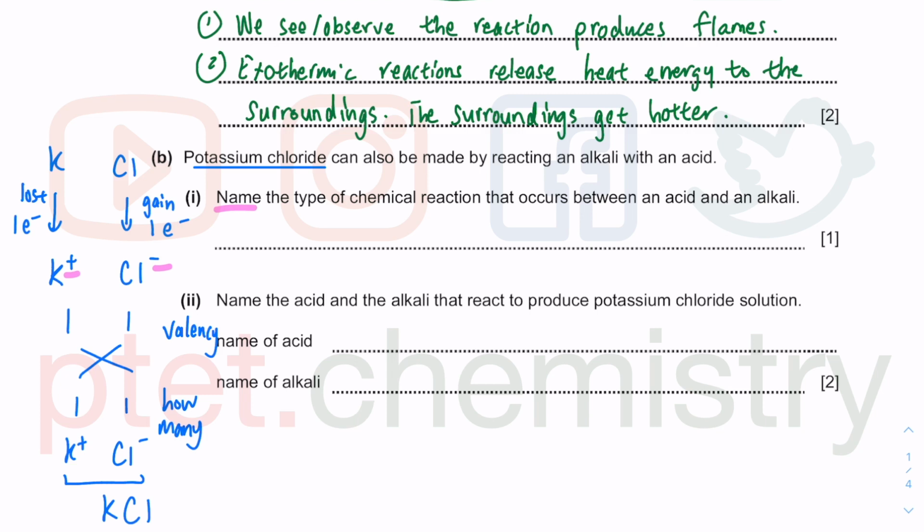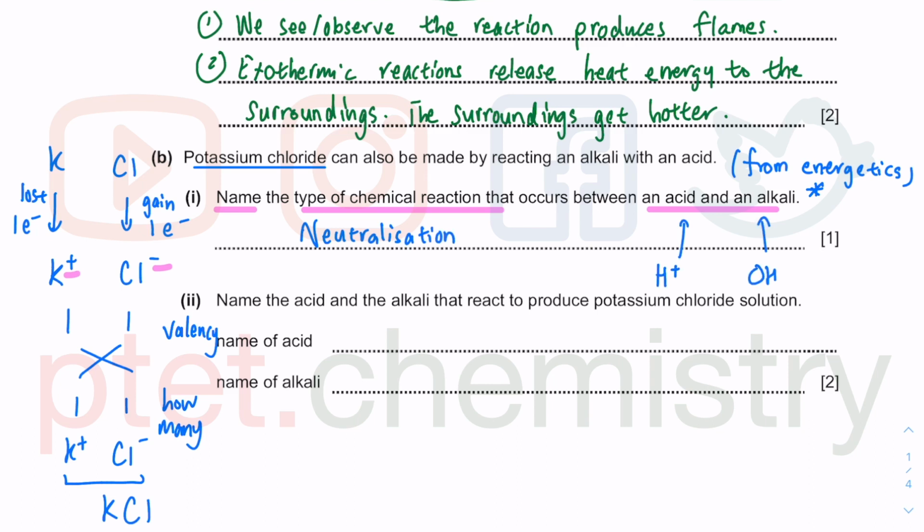This question is asking you to name the type of reaction between an acid and an alkali. This is straight from the energy changes topic. Energy changes topic is called energetics. This is called a neutralization reaction, because in an acid you have your H plus ion, and in an alkali you have OH minus ion. Together, they will react and give you liquid water.